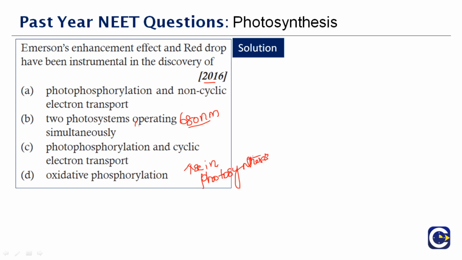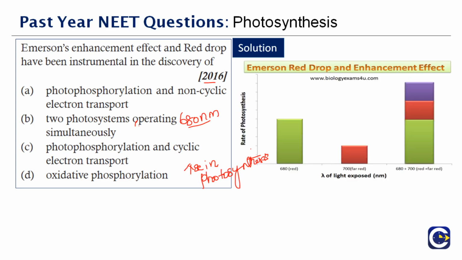We are talking about the increase in photosynthesis when lights of two different wavelengths are provided together. So by now you have guessed the answer. The right answer is option B, two photosystems operating simultaneously. The Emerson enhancement method clearly involves giving light of two wavelengths, not at different times. It is happening simultaneously. That is what you need to remember here.